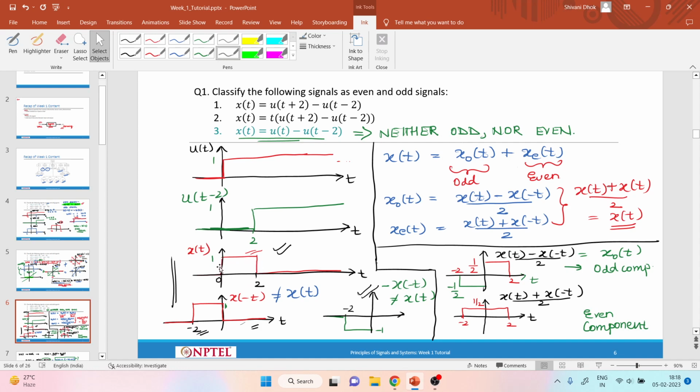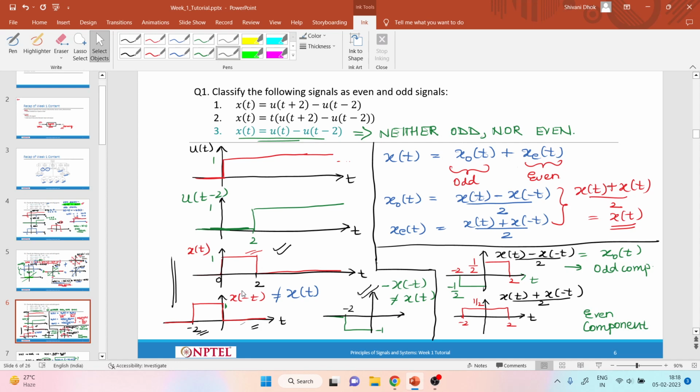So after obtaining that, I need to check if it is even or odd, and for that I'll just see x of minus t and minus of x of minus t. So first I'll find out x of minus t. If I look at x of minus t, it is simply a flipped version of this about this vertical axis, a mirror image, and we obtain something like this, that whatever was at 2 will now be available at minus 2. Now we can clearly see that these two are different signals. x of t is not equal to x of minus t, which means that it is not an even signal.